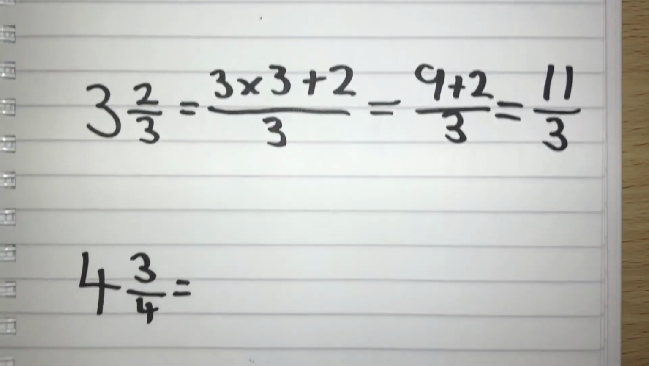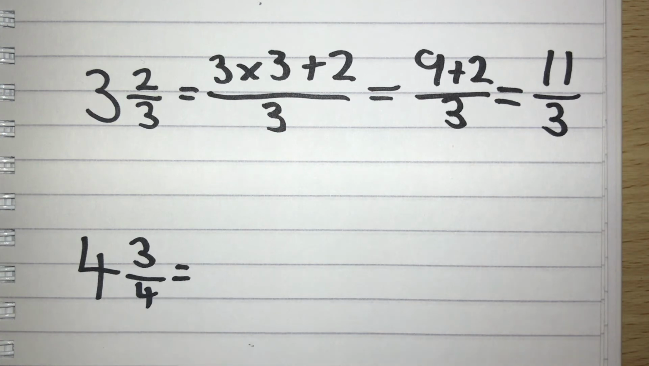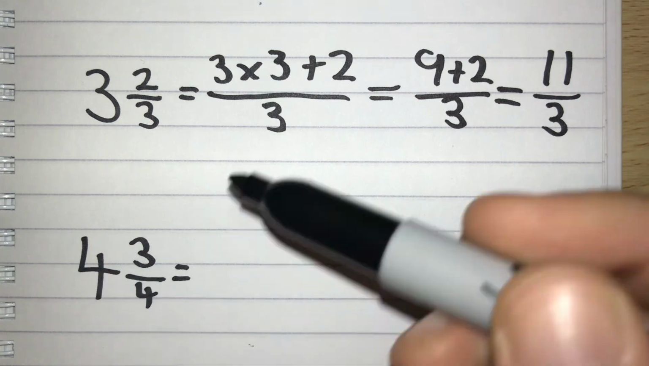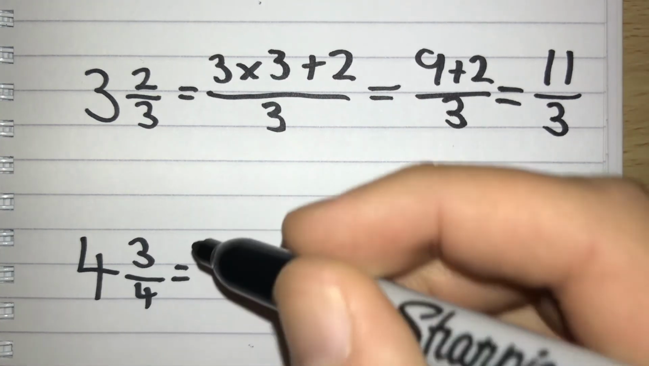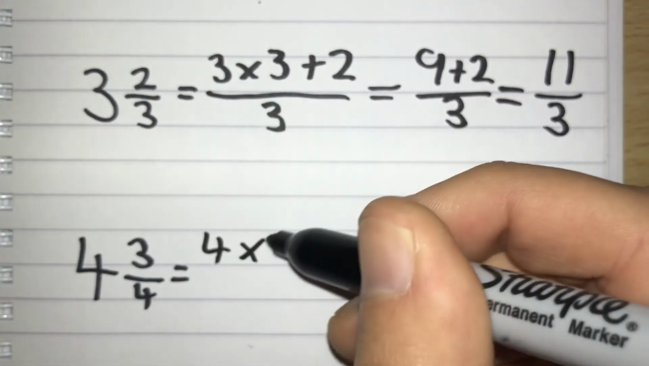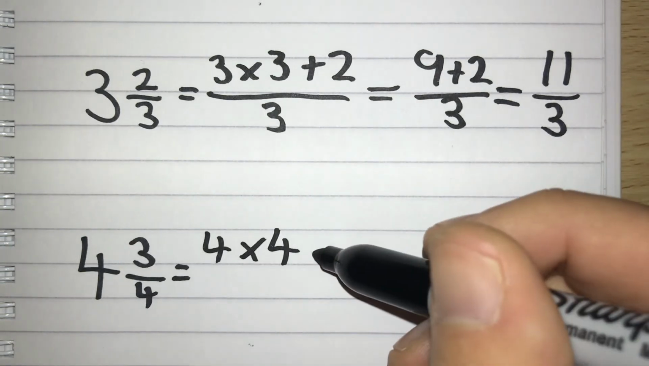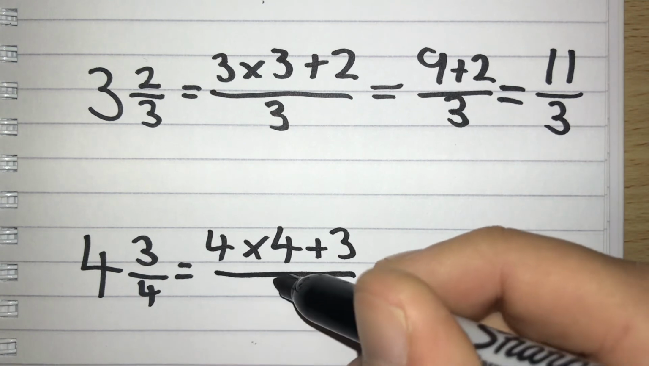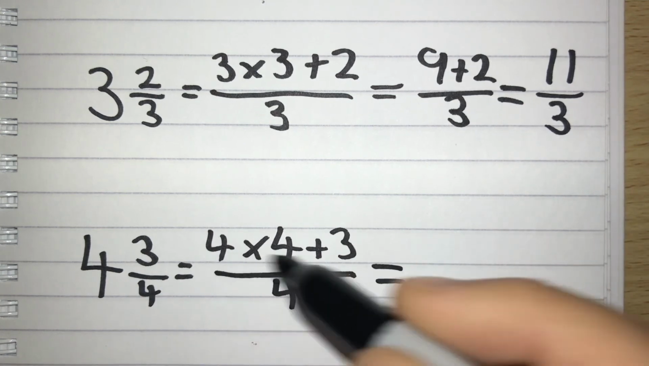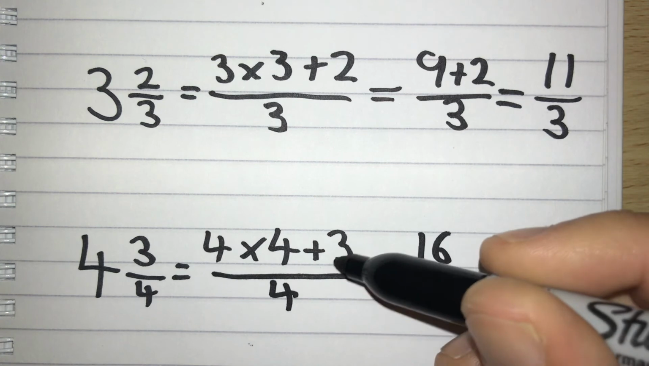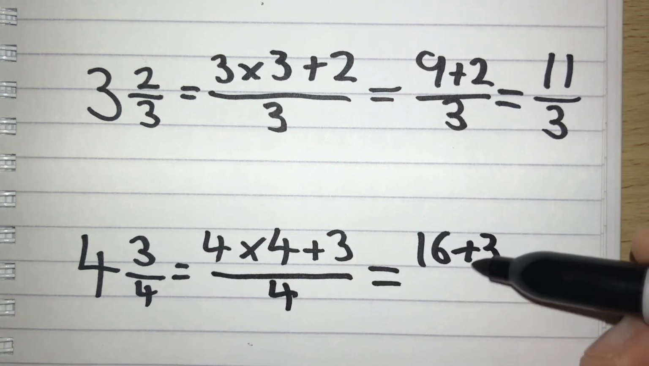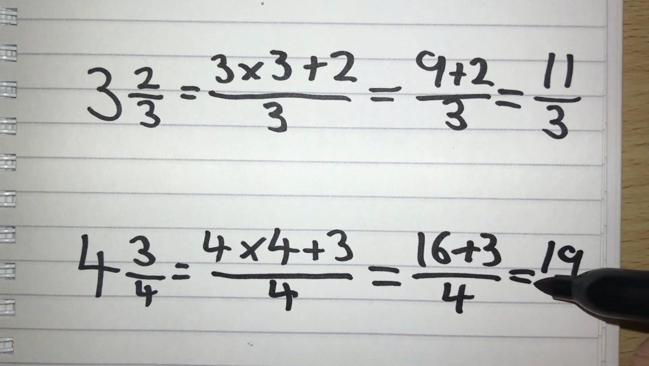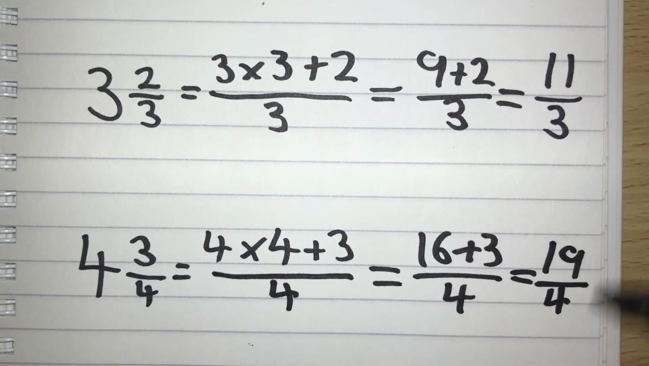If we look at one final example, 4 and 3/4. Well, in this case, because we've got quarters, each one of our whole ones is going to be 4/4. So we'd have to do 4 times 4, and add on this 3 that's in our fraction. All going to be over the same denominator of 4. Now 4 times 4 gives us 16. We add 3, still all over 4. 16 add 3 gives us 19, and again over 4. So our answer would be 19 over 4.